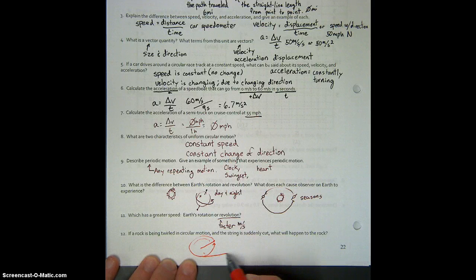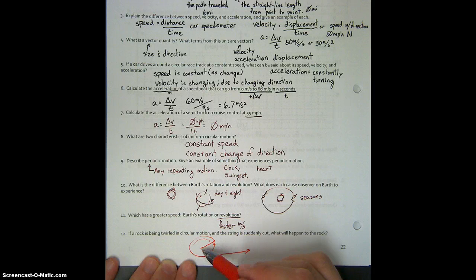The rock is going to fly off in a direction tangent to the circle. Tangent just means it touches the circle. It doesn't follow the radius outward. It continues its forward motion, and since it's no longer being pulled towards the center, that's the direction the rock goes. Same thing would happen if gravity stopped and we had the sun here, the earth would fly off that direction.